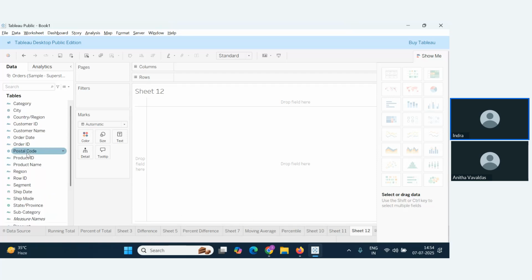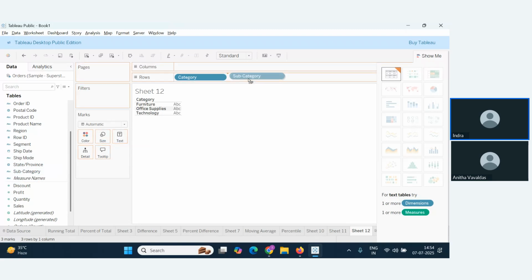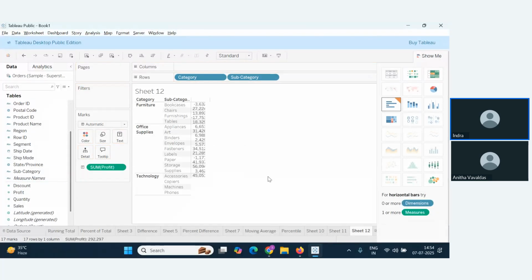This time we are going to take category. We'll take subcategory now. So we have category, subcategory. Now we will take profit and we'll put it into this section. Profit and I'll put it here. Got it?